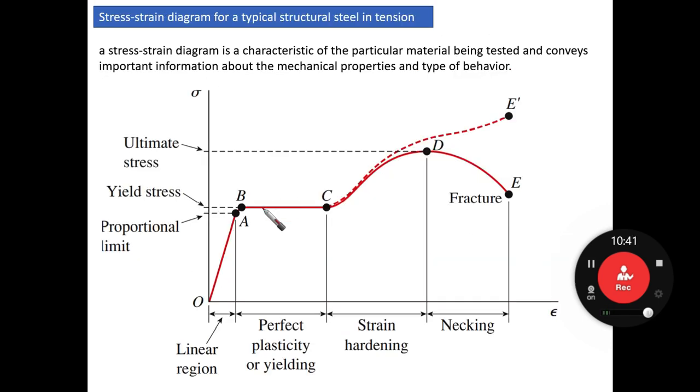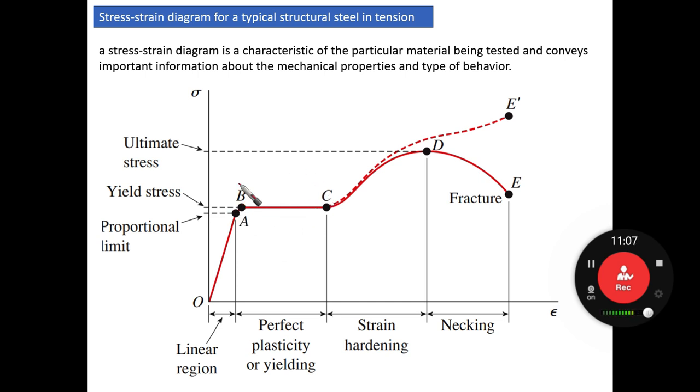Let's make it more clear here. As you can see, it's horizontal. It is not like this, for example. If it was like this, it would mean there is an increase in the stress on the vertical axis, but actually there is not. It is horizontal. This means that there is elongation in the specimen while there is no increase in the stress. Stress is the same.